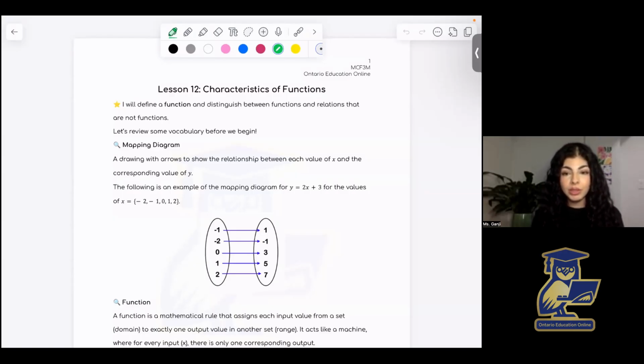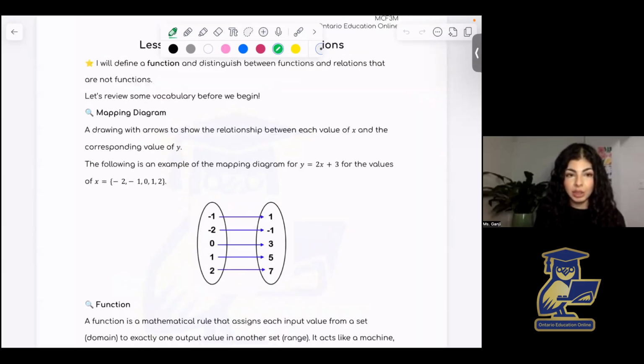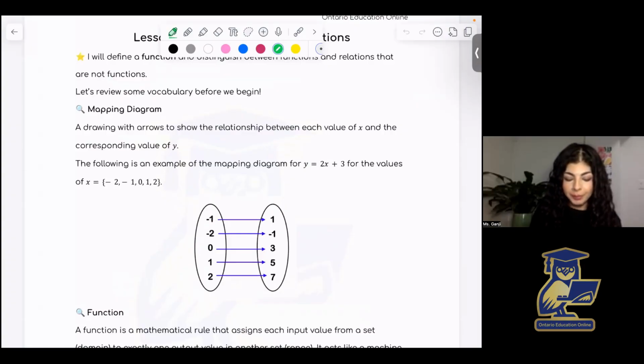So you've heard me use functions a lot throughout this course, and today we're going to focus on what a function is, its definition, and how to distinguish between a function and a relation, or relations that are not functions. So before we start the distinguishing, we're going to start with some vocabulary.